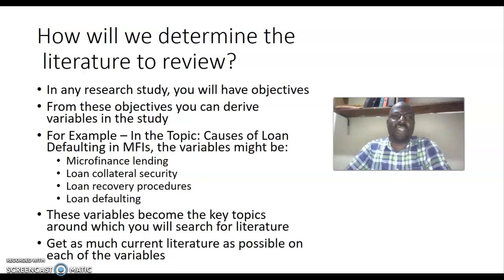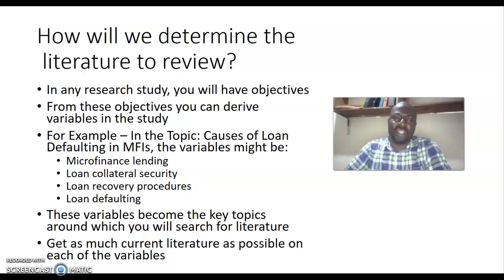So how will we determine the literature to review for our different topics? Now, whenever you are carrying out research, you normally have what we call objectives. And from these objectives, you can derive variables in the study.